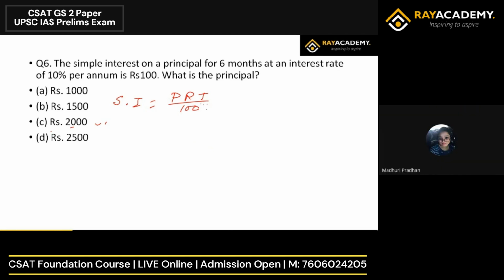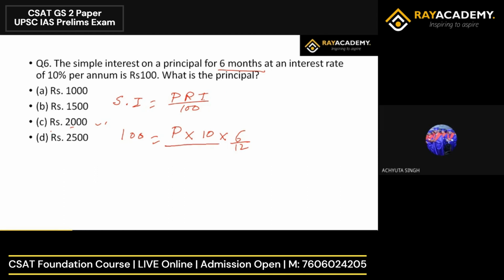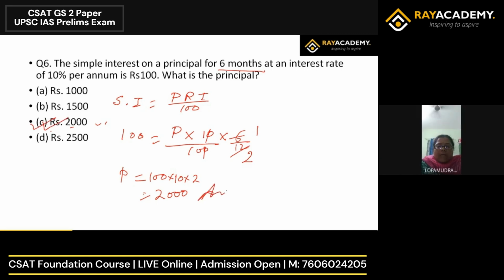Yes, ma'am. Okay. So here SI is 100. We don't know the value of principal, so you take only P. For R, you can write 10 into T. T here is 6 months, so obviously divide by 12. 1 by 2. 0 and 0 cancel. So P is equal to 100 into 10 into 2. So the principal will be 2000. Clear for everyone? Yes, ma'am. Okay.